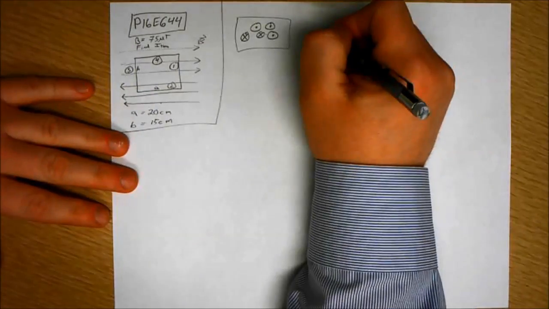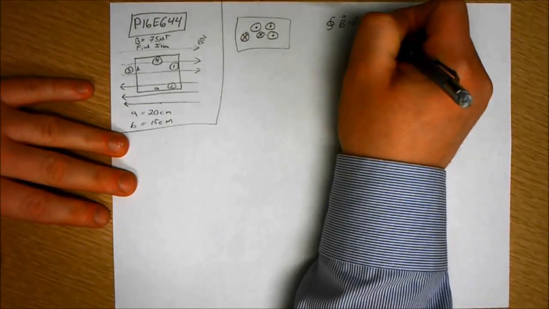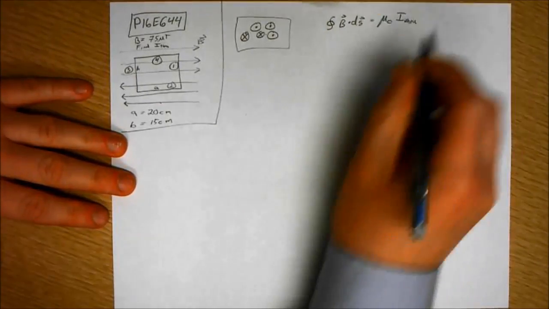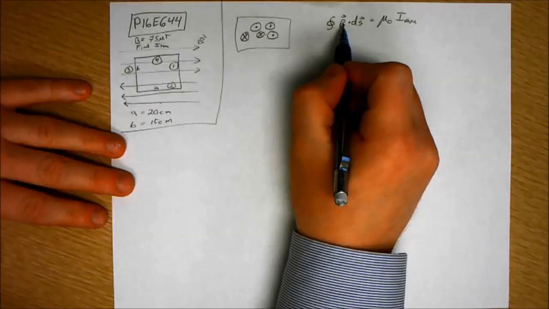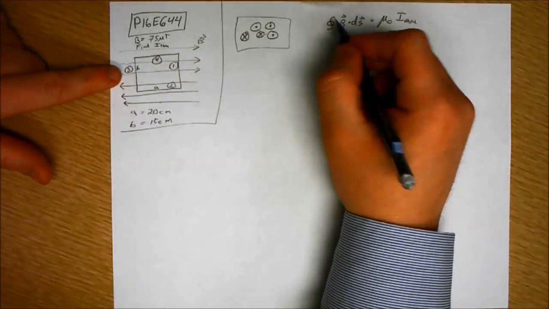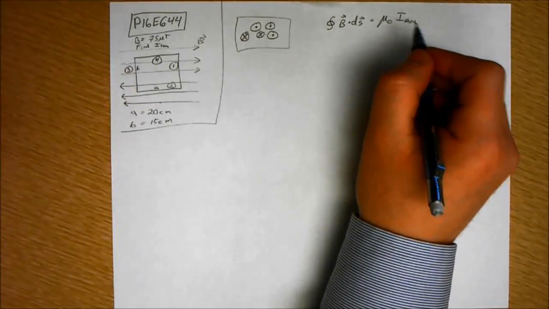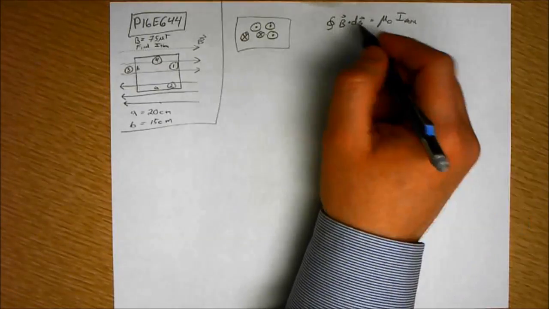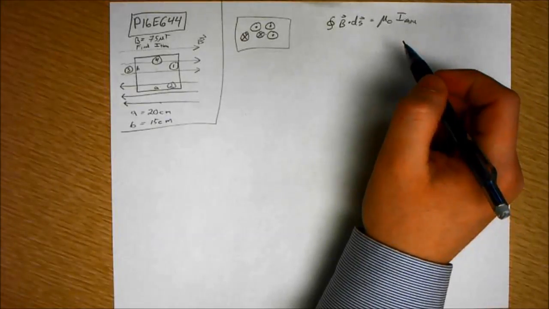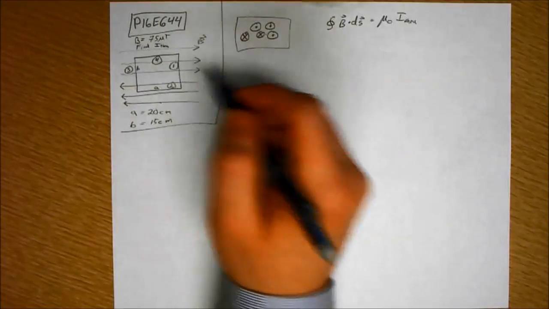But anyways, if we start with Ampere's law, the line integral or path integral of the magnetic field B along the path ds is going to equal mu naught times the current through the closed path that you laid out. Well, we can do this segment by segment, 1, 2, 3, and 4. But we notice something immediately, right?